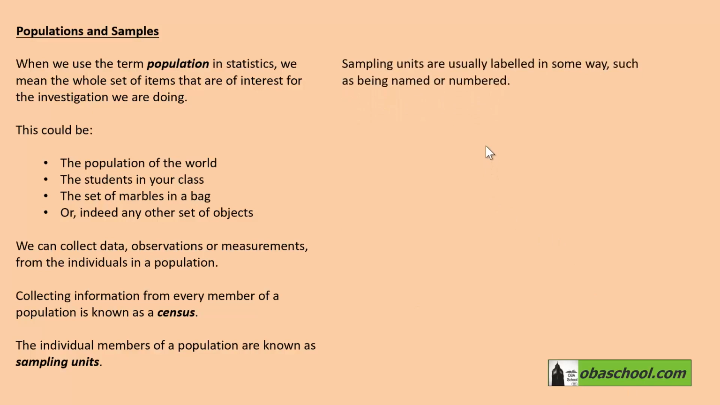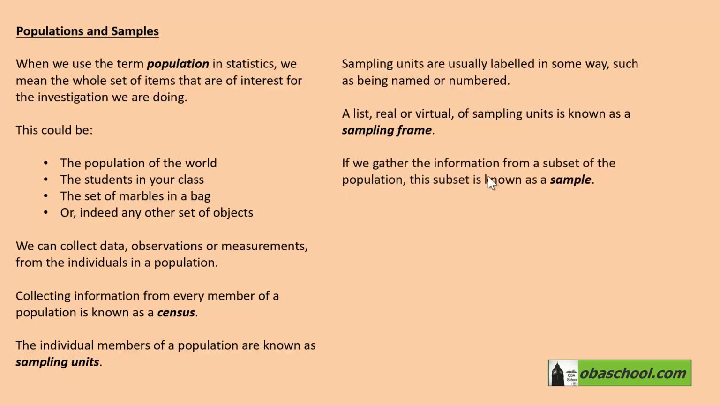Sampling units are usually labelled in some way, such as being named or numbered. A list, which could be real or virtual, of sampling units is known as a sampling frame. So for your class, the register might be the sampling frame.